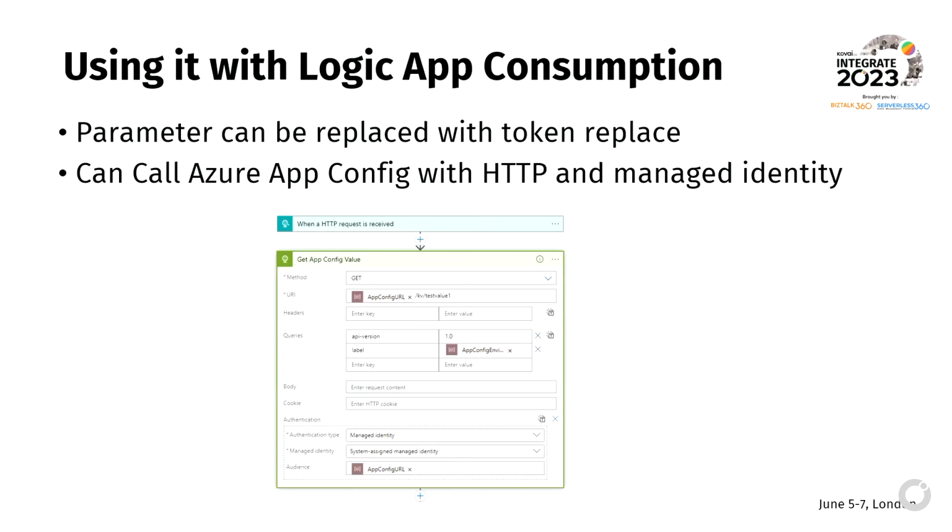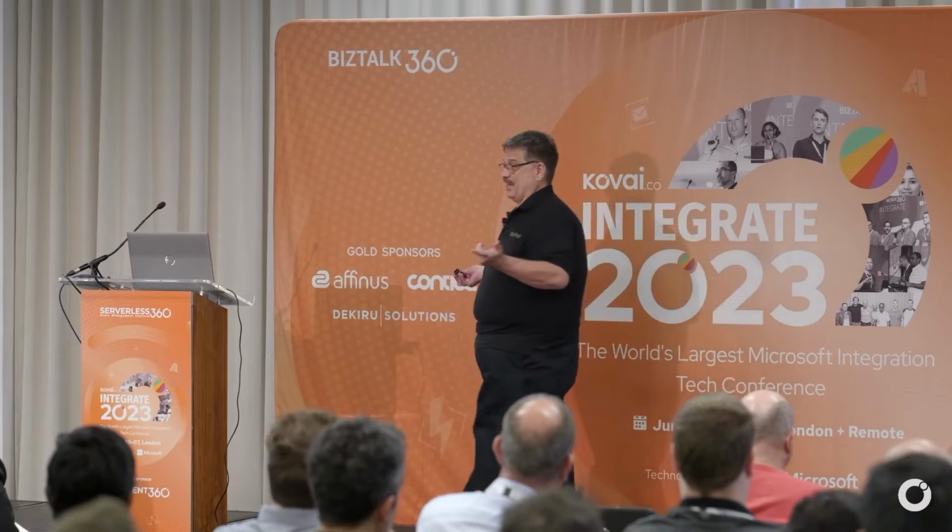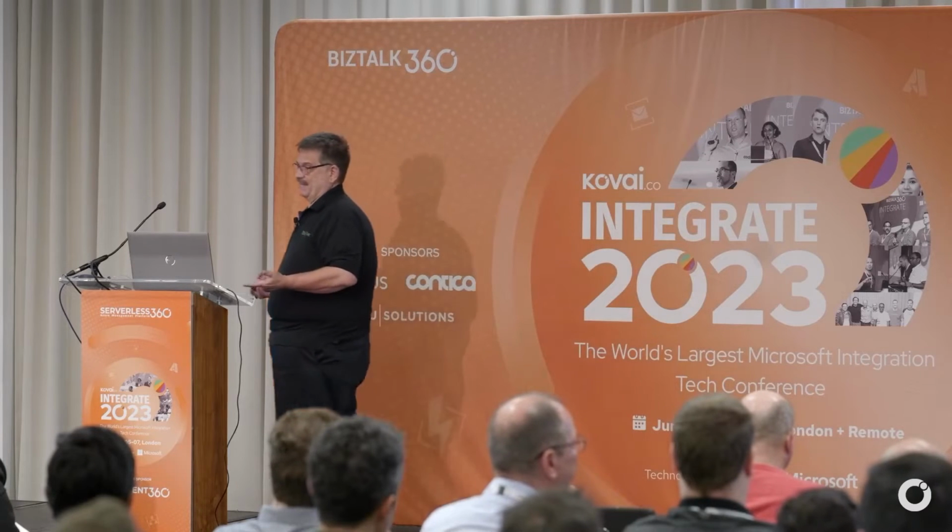So not as good a story for app config in consumption. Number one, there's a Key Vault connector. There's not an app config connector. But I actually have never used the Key Vault connector either. And why haven't I used the Key Vault connector? It didn't support managed identity to start with. And I want to use managed identity because I don't want to have to mess with keys.